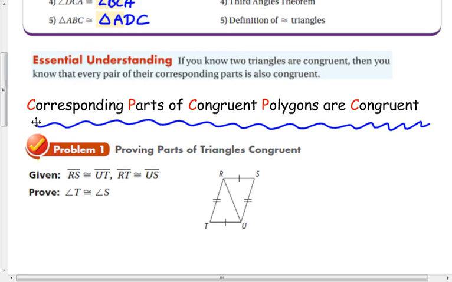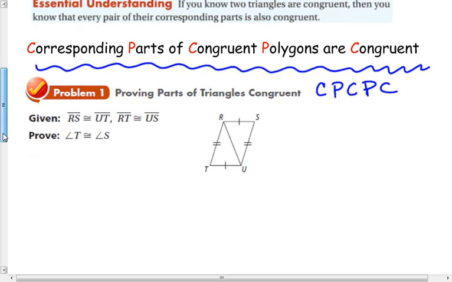I don't want to just limit this to triangles. And notice the red letters there, so we can use those when we do our proof. Corresponding parts of congruent polygons are congruent. So we're going to abbreviate that CPCPC. Should be easy to remember that way. All right, so here's how that works.